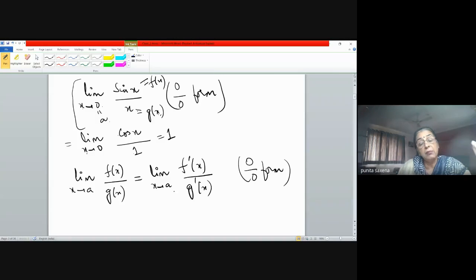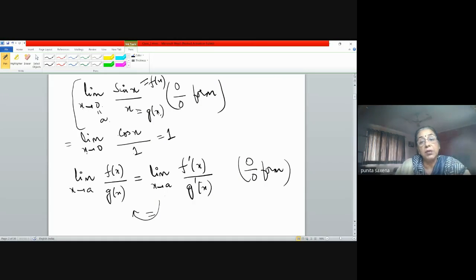And when we take the limits, it may be possible that limit x tending to a f dash x is 0, and limit x tending to a g dash x is also 0. So that means it again becomes a 0 by 0 form. So that means we are stuck back to this situation only.